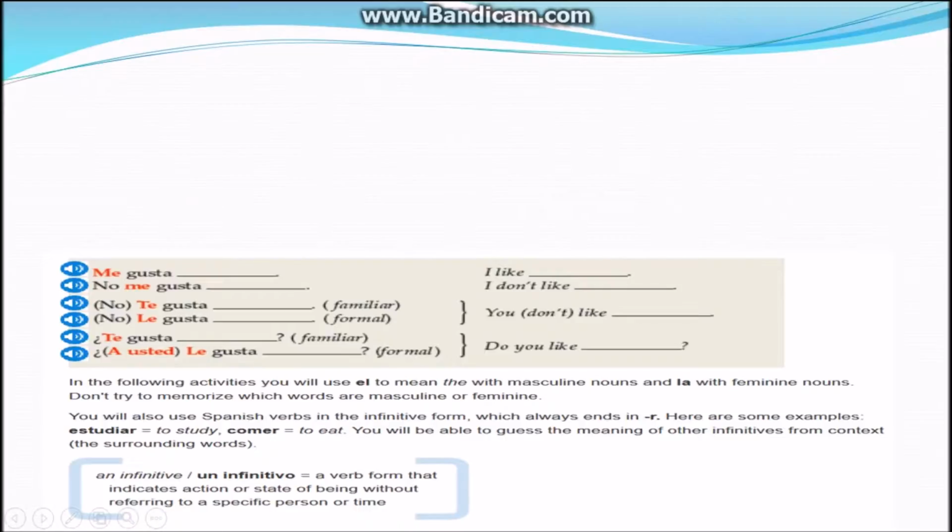Don't focus so much on which words are masculine or feminine at this point. The book will prompt you with the el or the la as necessary. It's another concept we'll cover later in the course.